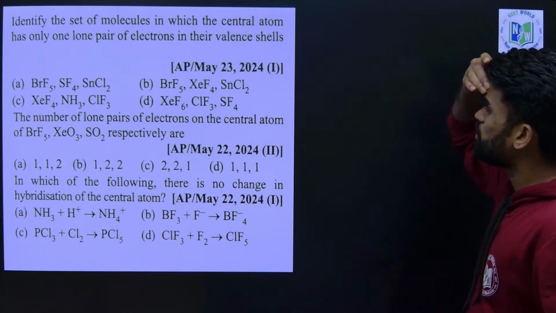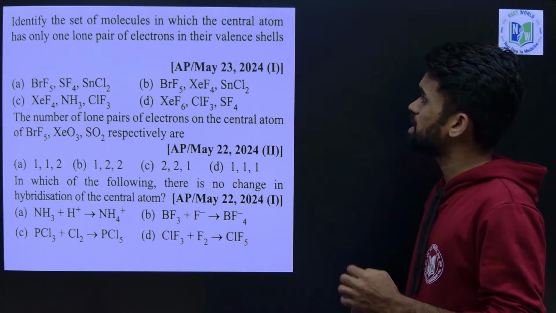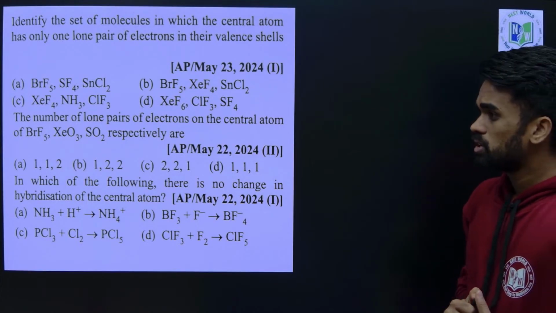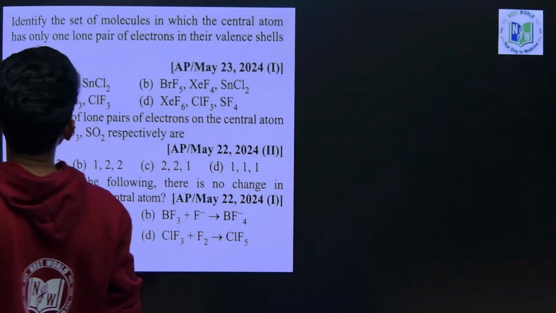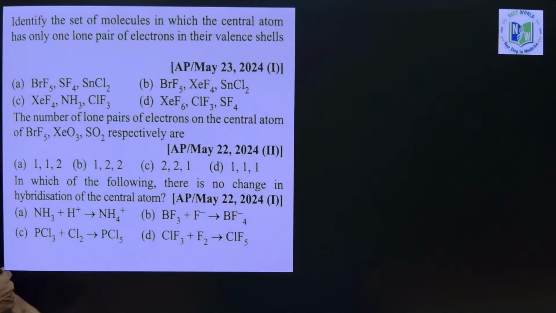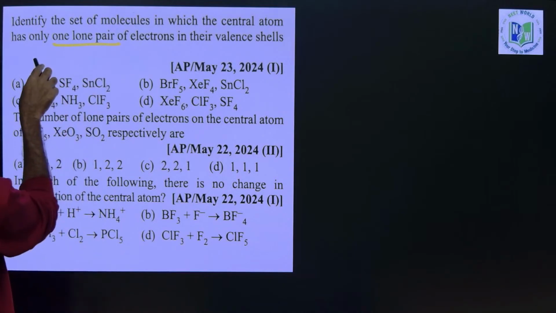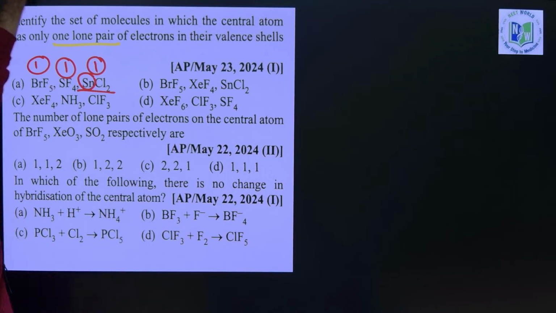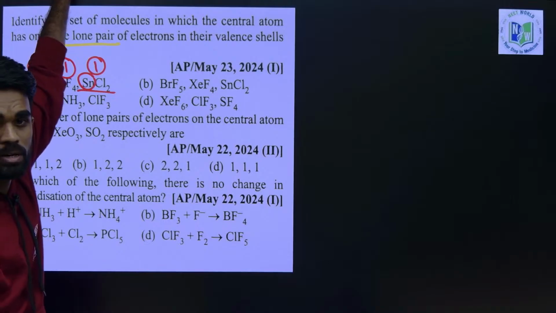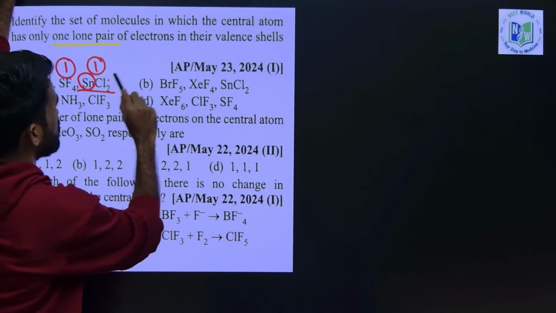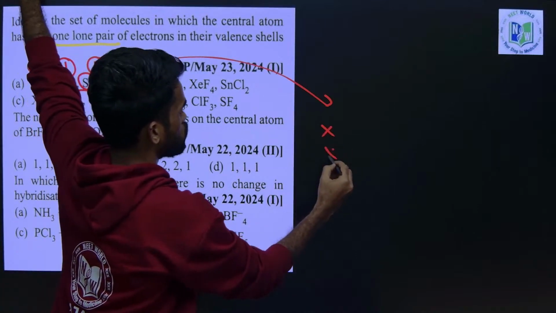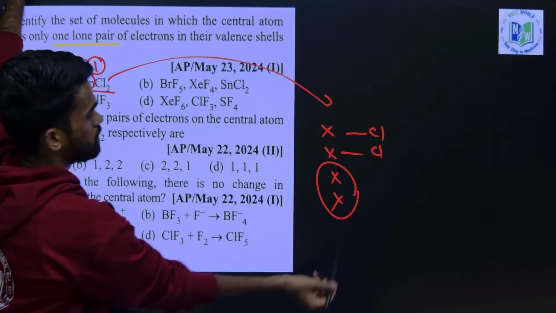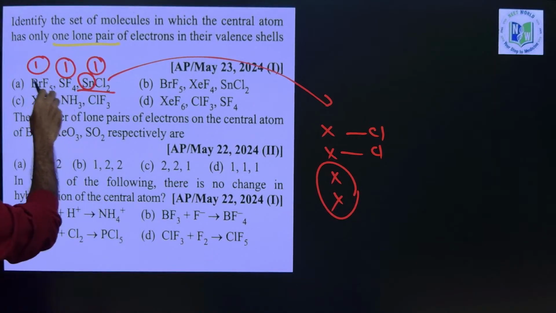Look at this question. Identify the set of molecules in which the central atom has only one lone pair of electrons in their valency shells. So tell me, in which molecule do they have only one lone pair? BrF5, yes, 1, SF4, 1, SnCl2, 1. Why? Because Sn belongs to the fourth group, the carbon family, so 4 valency electrons should be there. Out of that, 2 chlorines are bonded, the remaining one is a lone pair. So 1, 1, 1 will be your answer. So first option will be perfect.